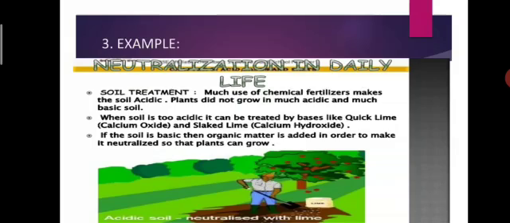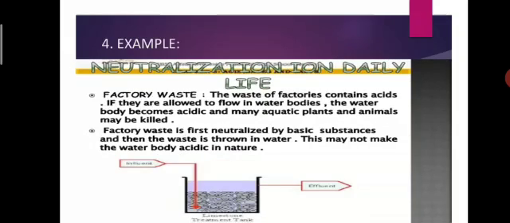Okay students, so you know that if our soil is too acidic, we can add quicklime or slaked lime, and if our soil is basic, we add some organic matter. Fourth example is factory waste. The waste of factories contains acids. You all know, if they are allowed to flow into water bodies, the water becomes acidic and many aquatic plants and animals may die. So factory waste is first neutralized by basic substances and then thrown into the water. This may not make the water body acidic in nature.